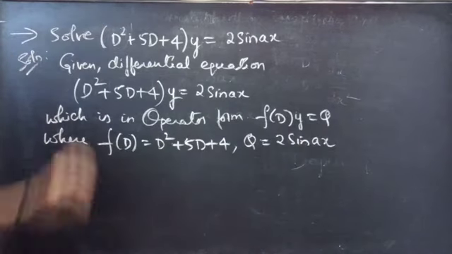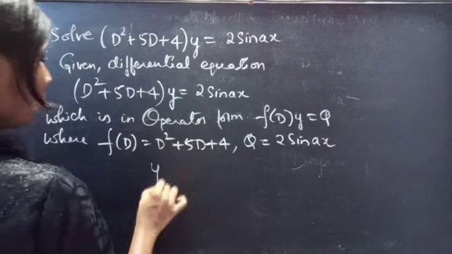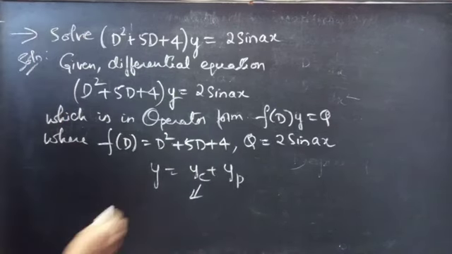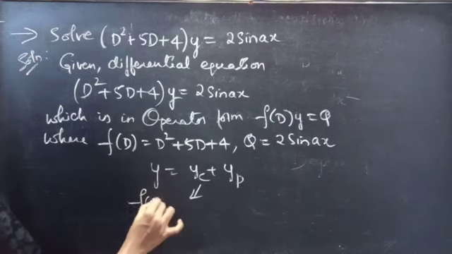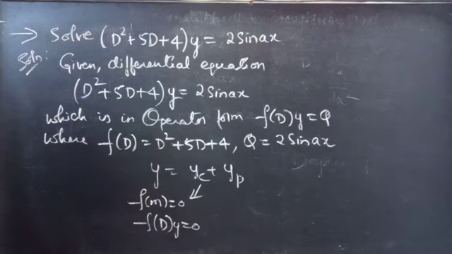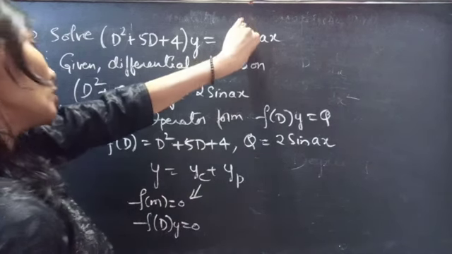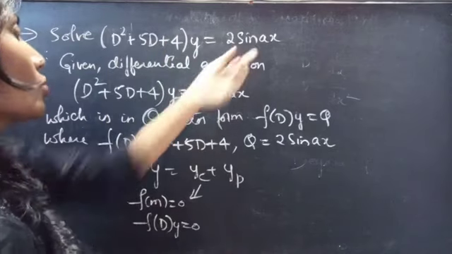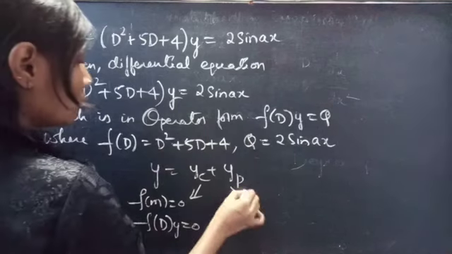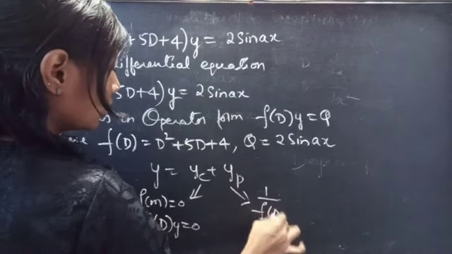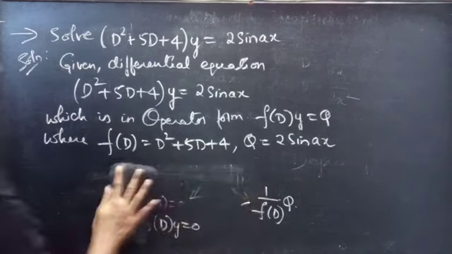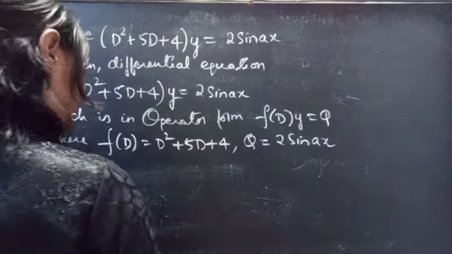Now we need to find the general solution to the given equation, which is given by y = yc + yp. Here yc is the complementary function. We'll find yc using the roots of the auxiliary equation of the homogeneous equation of the given non-homogeneous equation. Simply by taking Q equals 0, we get f(D) y = 0, which is the homogeneous equation of this non-homogeneous equation. And we'll find yp using 1/f(D) into Q. So firstly, let's find the complementary function using the auxiliary equation.